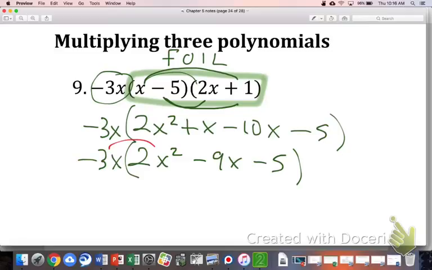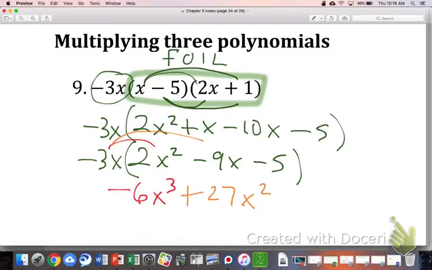Negative 3x, Ashlyn, times 2x squared. What's that? Negative 6x cubed. Agreed. Nice job. Any questions there? Okay. So then, Cole, we're going to do negative 3x times negative 9x. 27x squared. That's positive, right? Yeah. Nice work.